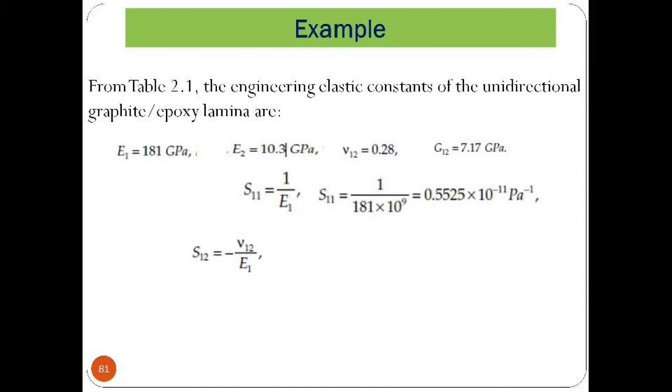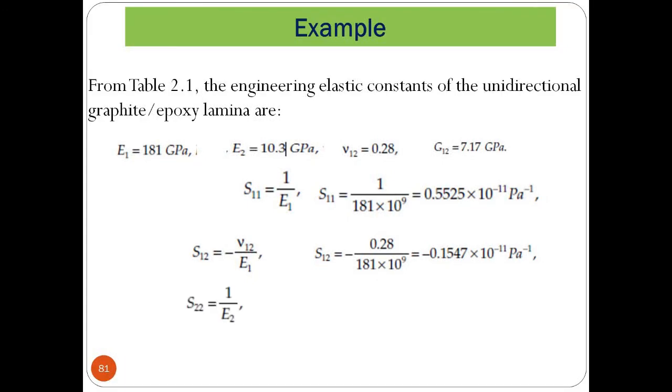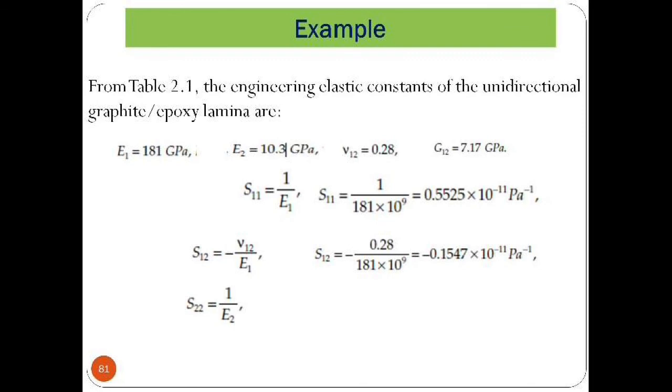Similarly, if you remember the formula for S12, that is the ratio of nu12 to E1, and this will be calculated as S12 equals minus 0.1547. Now S22, in the transverse direction, is correlated with capital E2. So S22 equals 1 over E2, and this will be calculated as S22 equals 0.9709.